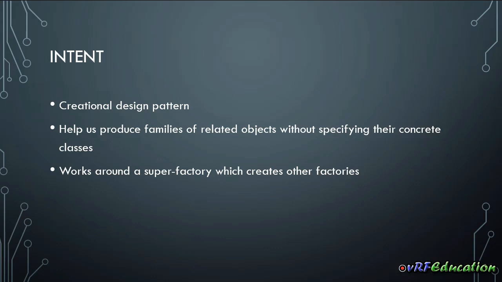This is somewhat like the factory method pattern, but it works around a super factory which creates other factories. So in this pattern, we're working with a couple of factories, not just one. Each factory is going to produce a set of items that are related to each other. And all the factories are going to create the same concrete products in nature, but they are somewhat different. So what does it mean? It may be somewhat confusing.